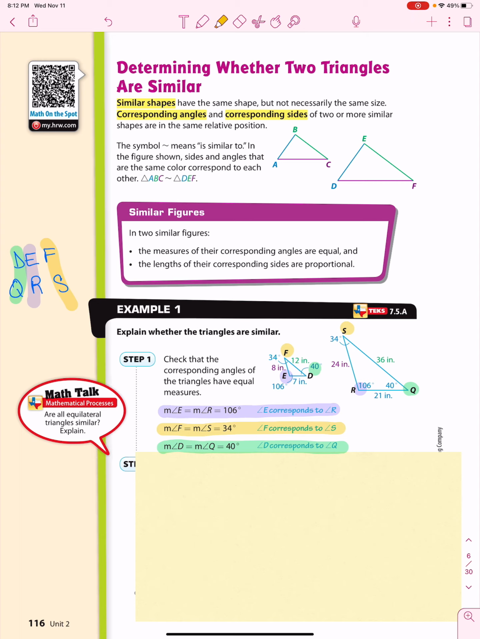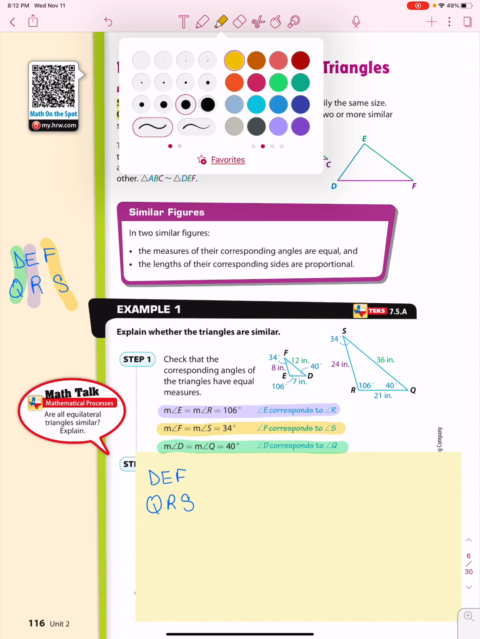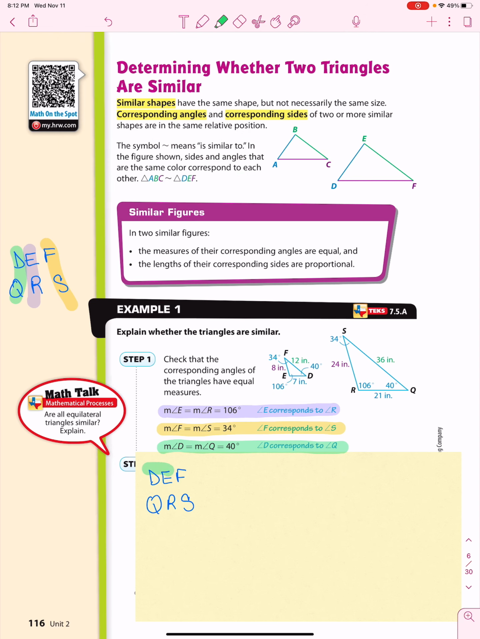The second thing that we look at when we are determining similar figures is corresponding sides. Corresponding sides works the same way. So if I have triangle DEF and triangle QRS, then I'm looking at first two letters to first two letters, and I'm going to make that ratio. First, I'm going to color code my triangle. DE is here and QR is here. DE to QR, that is 7 to 21.